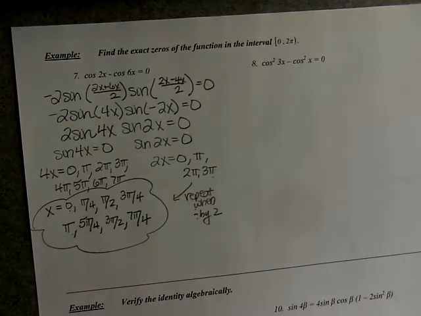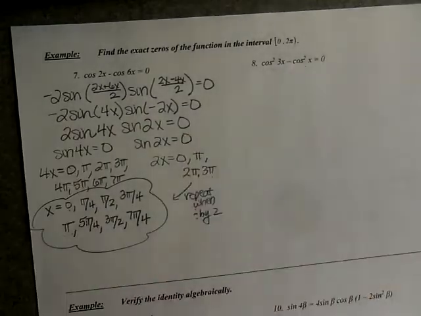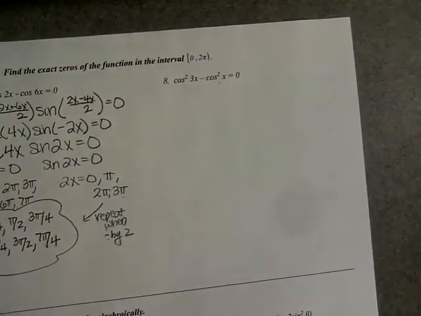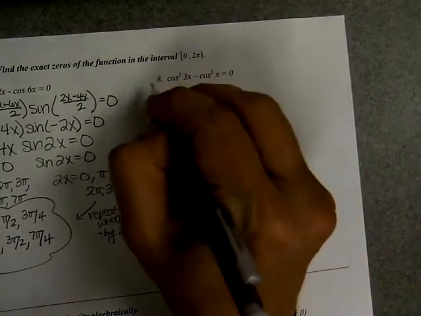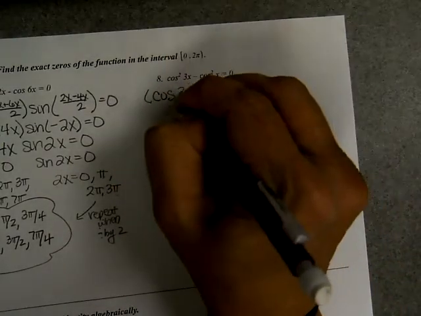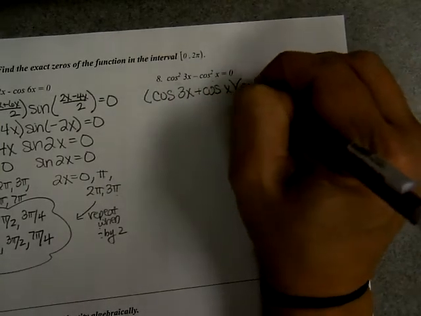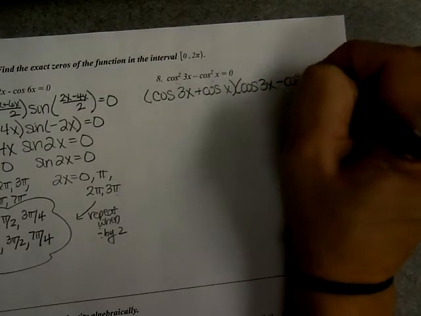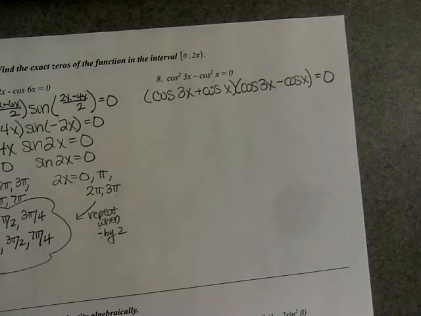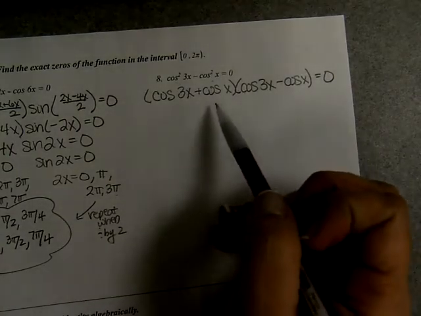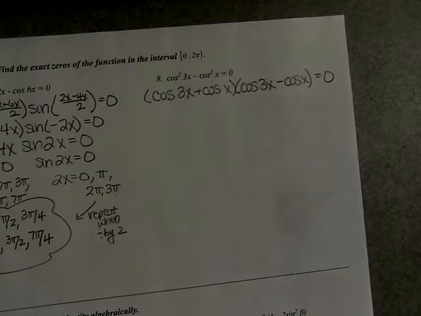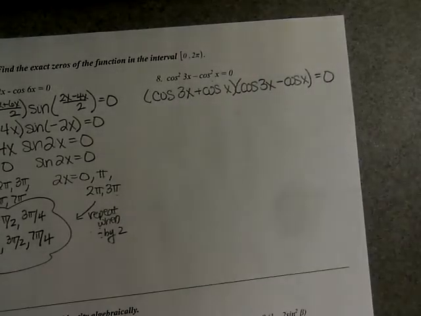All right, so let's look at number 8. Another tactic that we could use in number 8 is that we might see that this is the difference of squares, and maybe we could factor it as the difference of squares. So that means that we can use the conjugates. I can take cosine 3x plus cosine x, and then cosine 3x minus cosine x, and set that equal to 0. Now, how does that help? Well, right now it doesn't do much of anything. It is a product, but the problem is that we have sums within the product.